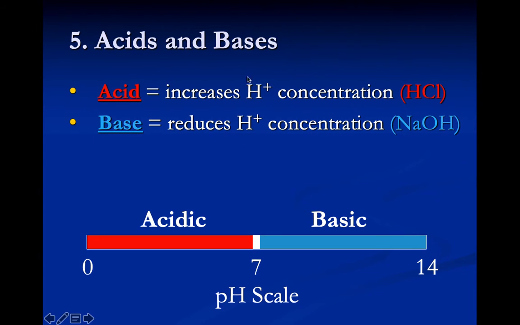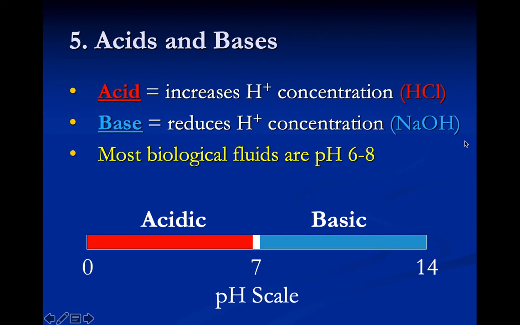A base kind of does the exact opposite. It's going to have reduced hydrogen ion concentration. So if you look here, we have our hydroxide ion, our OH-, and it's attracted to a sodium ion. Now, they were ions to start, but now they're so closely linked that they've formed an ionic bond, and so we can just list them together like this without the charges.